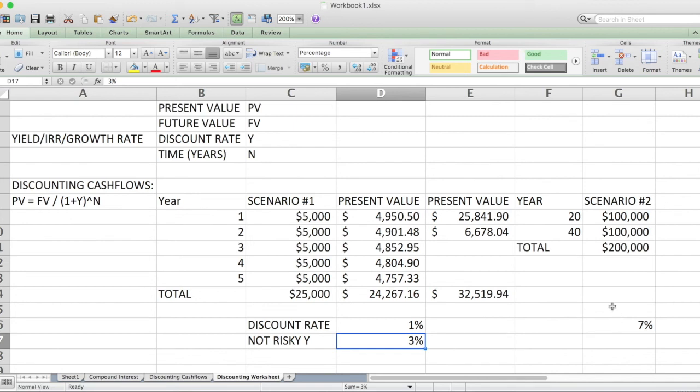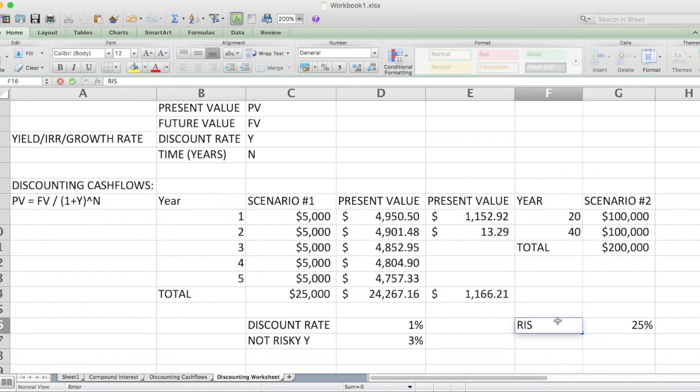Similarly, over here, I could say, well, this company that's promising me these payments, this Shangri-La in the future of $100,000 in 20 years and in 40 years, that's an incredibly risky startup company. I don't believe they're going to be around in 40 years. Maybe the correct discount rate there is 25%. Risky company, 25%. When you discount something as heavily as 25% for as many years as 20 years, you can see the value is just a mere fraction in present value terms of the original offer.